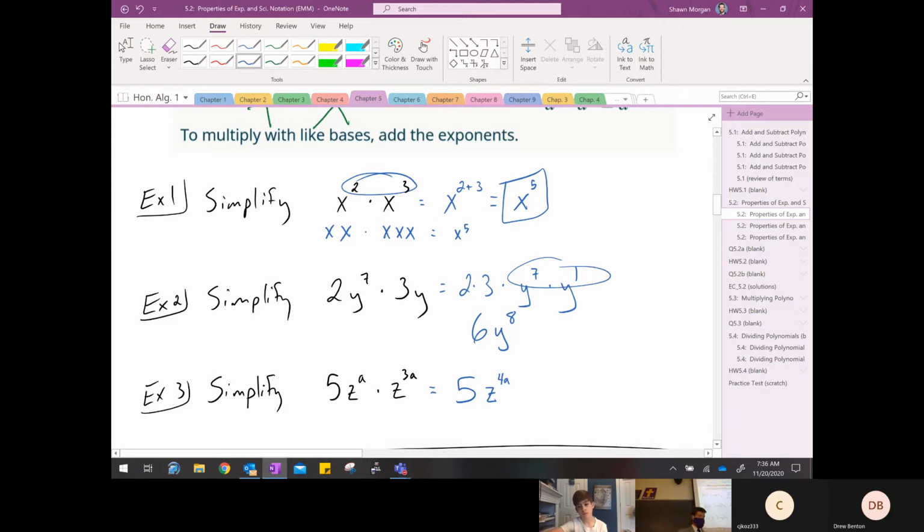I added. You added. Yeah, we just add the exponents. Just like we did with the 7 and the 1, just like we did with the 2 and the 3. Here we add the a and the 3a, and we get 4a. It's just that simple. Now, I don't know what 4a is, but that's okay. The rule applies no matter what the exponent is. We add them together. Questions? Preguntas. See, that's questions in Español.